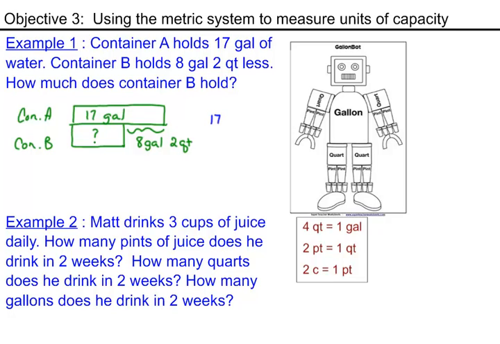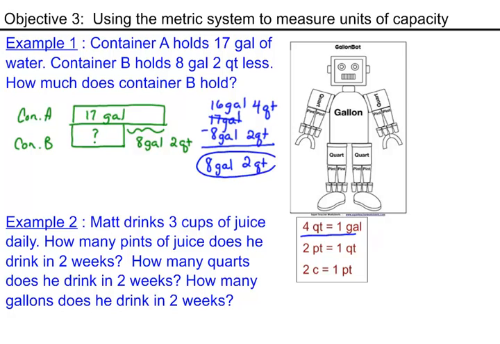So I have 17 gallons, and I'm going to subtract 8 gallons, 2 quarts. Got to borrow from the gallons, so we got 16 gallons here. Now we got to get quarts, and I can see that there's 4 quarts to a gallon, so this becomes 4 quarts. 4 minus 2 is 2 quarts. 16 minus 8 is 8 gallons. So container B is 8 gallons, 2 quarts.